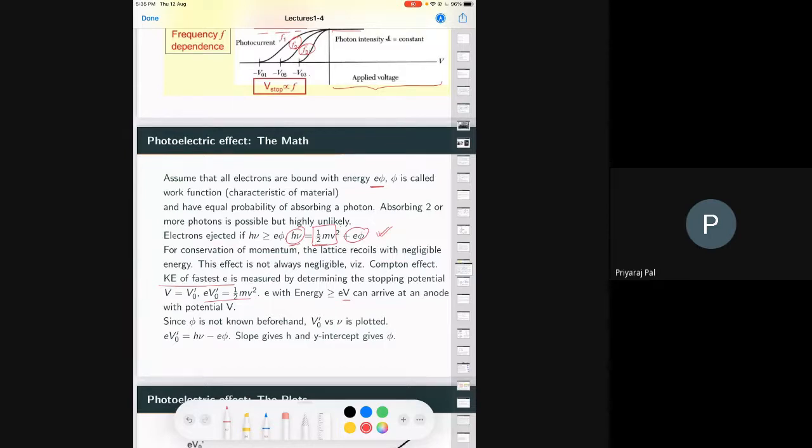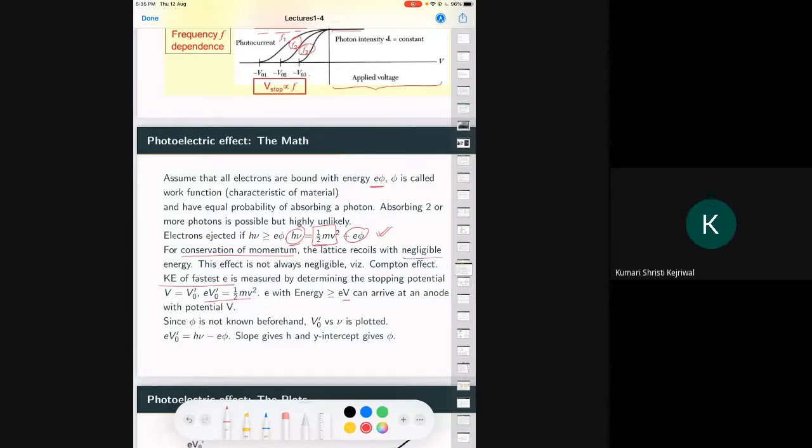One other thing is that in order to conserve momentum, the metal lattice also recoils, but since it has a very much larger mass than the electrons, the recoil velocity is negligible and the energy that the lattice carries is negligible. So in case of photoelectric effect, the lattice recoil is neglected.